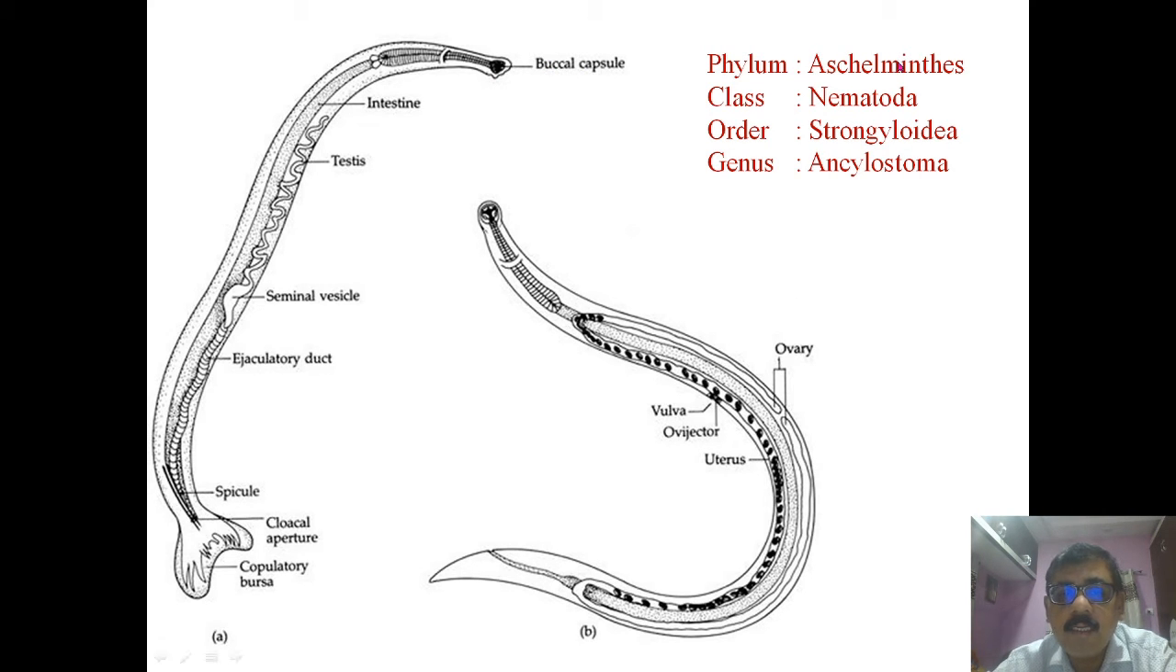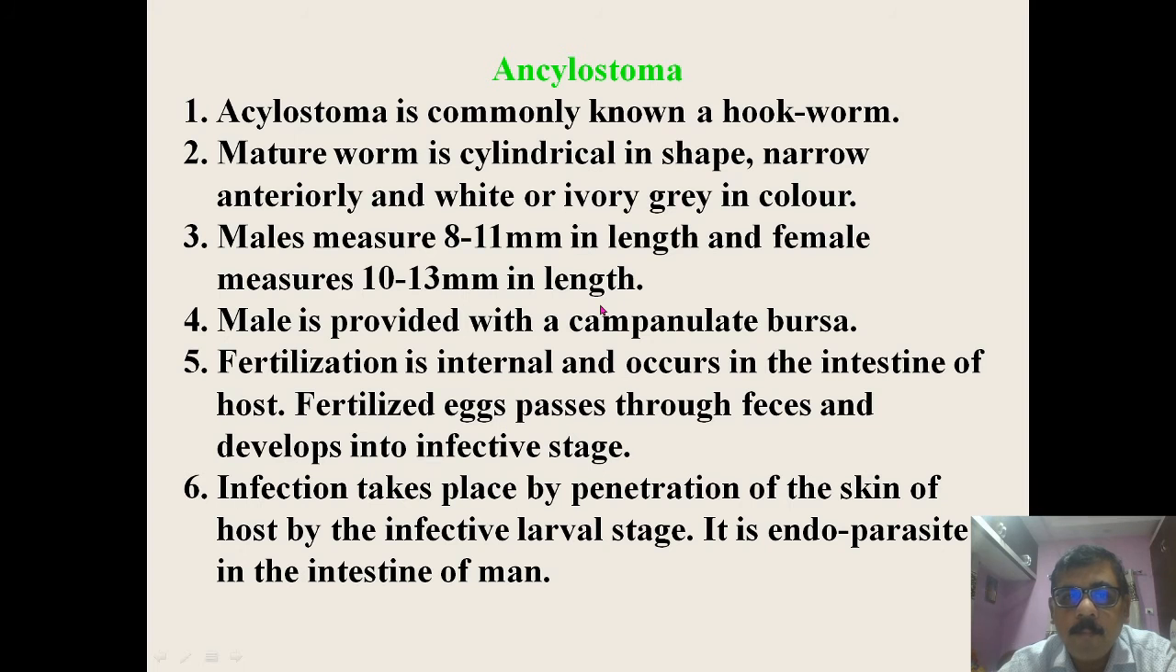Then the third one is Ancylostoma. In Ancylostoma, the one having the copulatory bursa is the male, and this one with the uterus, vulva, and ovary is the female. It is a nematode, the order is Strongyloidea, and the genus is Ancylostoma. Ancylostoma is commonly known as hookworm.